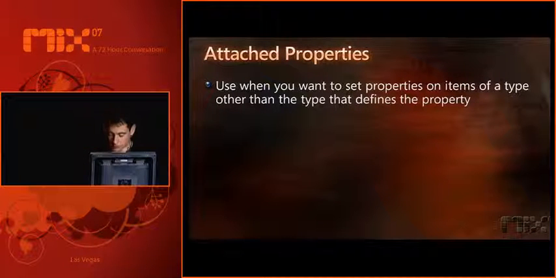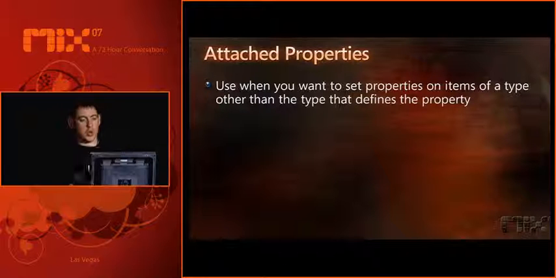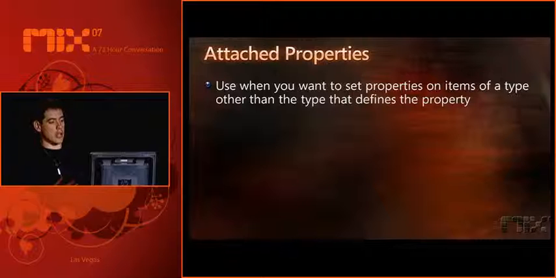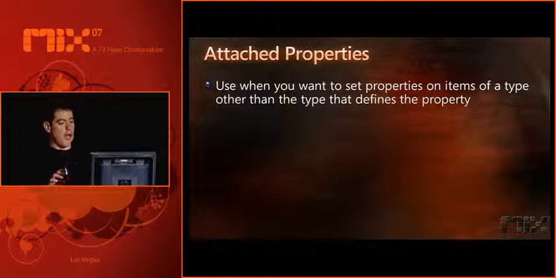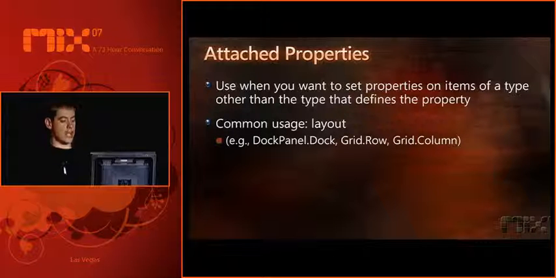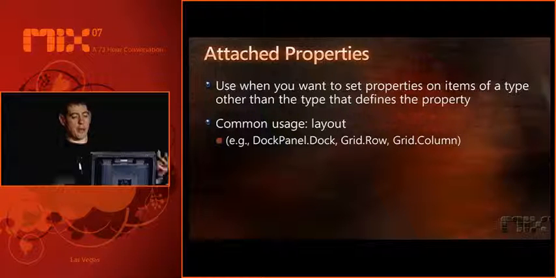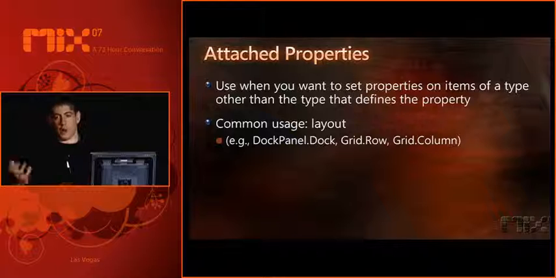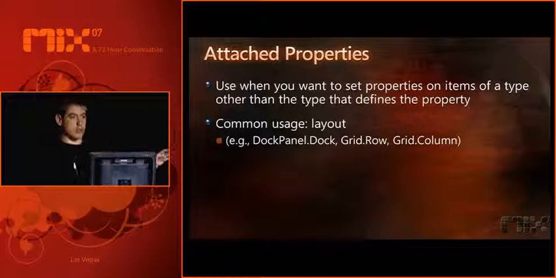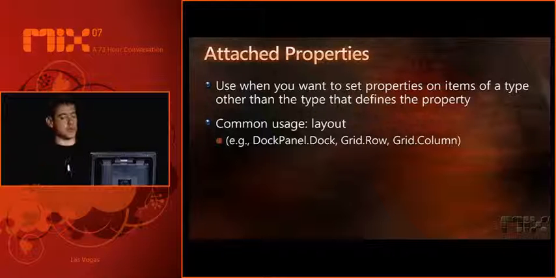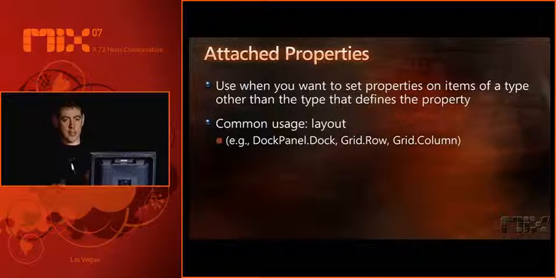Attached properties are a new functionality in the application world, but it's really not a new concept per se. You want to set properties on items of a type other than the type that defines it. So the common usage is layout. Either a dock panel or a grid maybe hosts 10 children, and you want to tell each child, hey, you go in row 0, column 1. You go in row 2, column 2. And you stick these properties on the children.